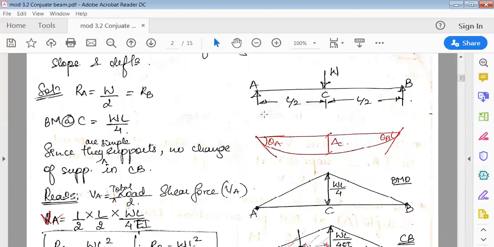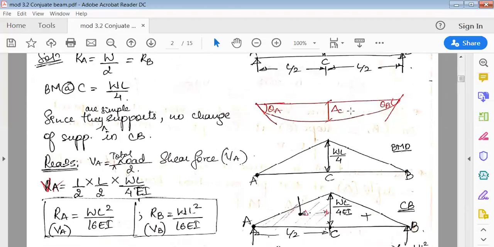Next, bending moment at A and bending moment at B is 0 because they are supports. And bending moment at C. Now, you can check either to the left or to the right. If you see to the left, only one force is acting, that is RA, which is W by 2. So left side of C, RA, which is W by 2 into this distance, W by 2 into L by 2. So it is WL by 4. So now bending moment at C is WL by 4.